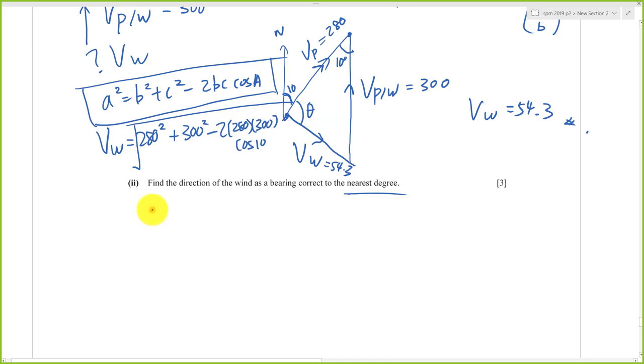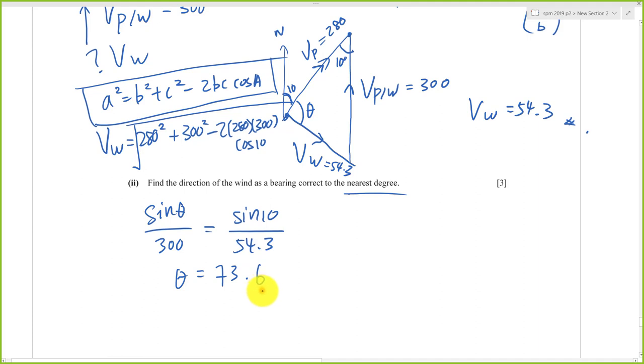Then I will use the sine rule. Sine theta over 300 equals sine 10 over 54.3. Then I will just solve this to get the angle. Divided by 54.3, multiply by 300, and then shift sine, answer. So this theta tells me it is 73.6. Never mind, I write 73.6 first.